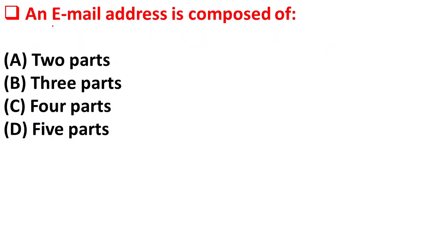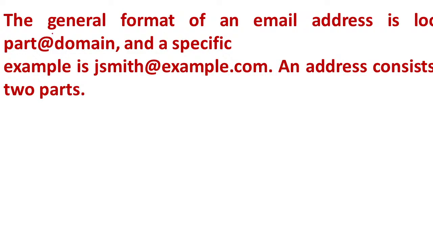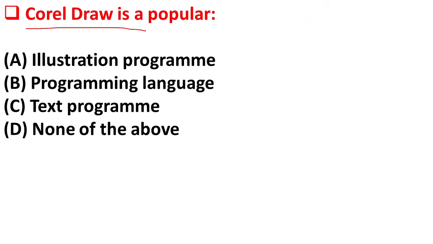So the next question, an email address is composed of option A 2 parts, option B 3 parts, option C 4 parts, option D 5 parts. Yes, here the right answer is option A, 2 parts. An email address is composed of 2 parts. The part 1 is domain and the second one is specific. Example, jsmith@example.com.